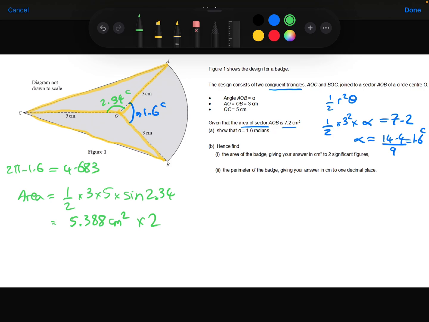And then not to forget to add the area of the sector over here as well, which we know is 7.2. So timesing the area of the triangle by 2, I get 10.77 plus the 7.2. So the area of the logo is 17.9769. So to two significant figures, that's going to round to 18 centimetres squared.